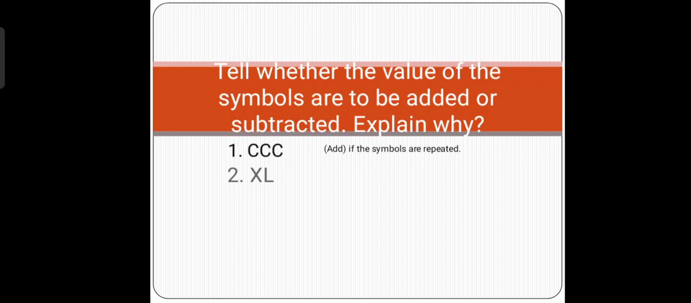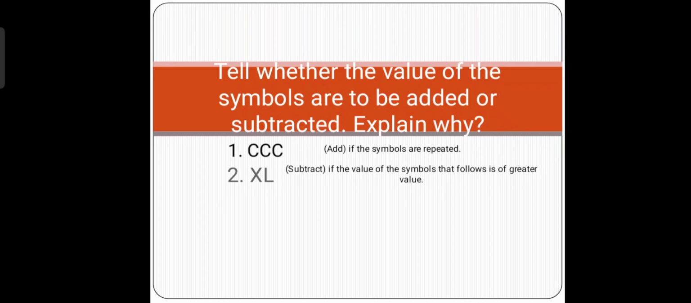XL. Okay, XL. Look at. Unsay nag-una? X. Ang nagsunod, L. So, how are we going to get the value? Okay, we will subtract. Why? If the value of the symbol that follows is a greater value, we will subtract.